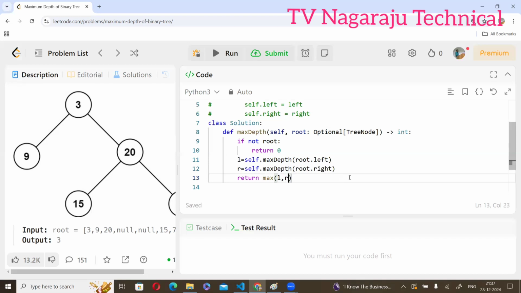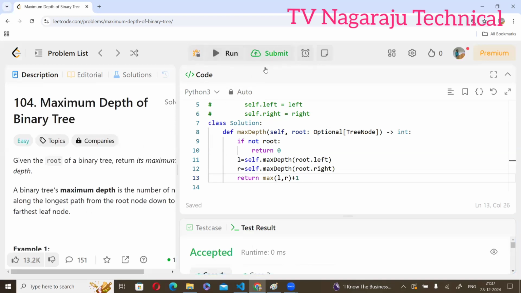But anyway you are not getting the answer. Why? They are not asking for the number of edges in the path, they are asking for the number of nodes in that path. So plus 1. Two nodes are connected by one edge. Whatever maximum value you are getting, you need to add one to it. Then only it gives the maximum number of nodes. See this one? Accepted?